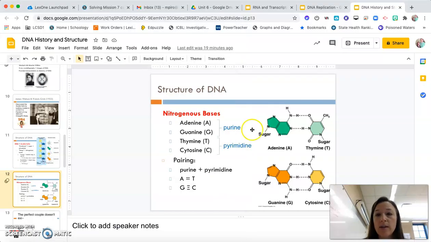Okay, so now that we know that, so this is a purine, this is a pyrimidine. And we know that the purines are A and G, the pyrimidines are C and T.